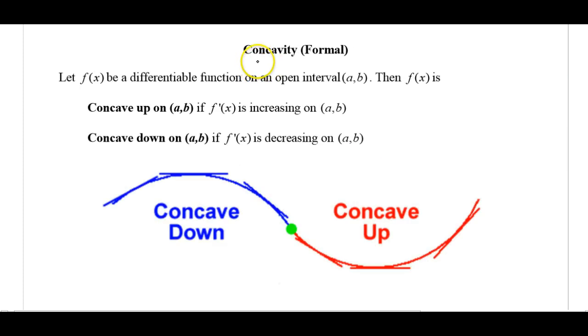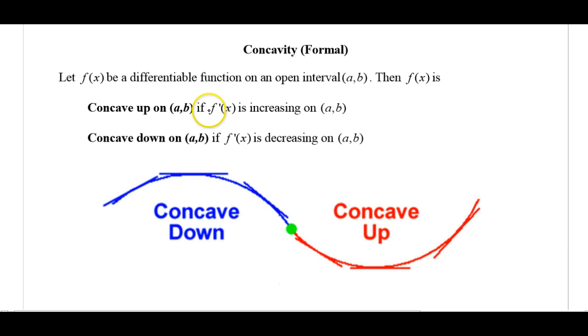Let's move on now to explore the formal definition of concavity. So we need f of x to be a differentiable function on an open interval from a to b. Then f of x is concave up on the open interval from a to b if f prime of x is increasing on the open interval from a to b. So let's stop and think about what this means. f prime of x is the derivative. So a function is concave up if the derivative is increasing.